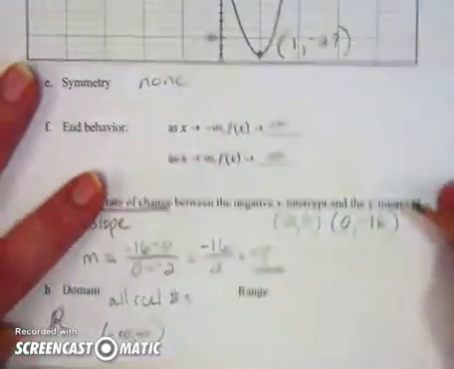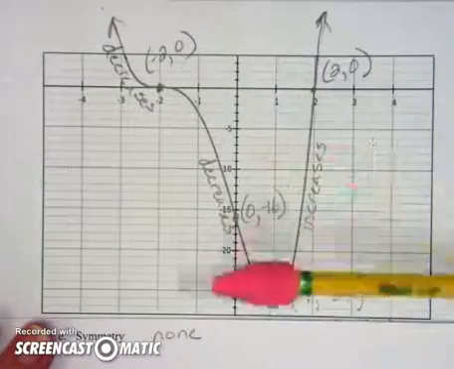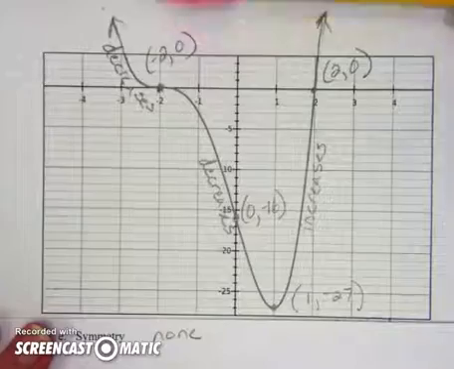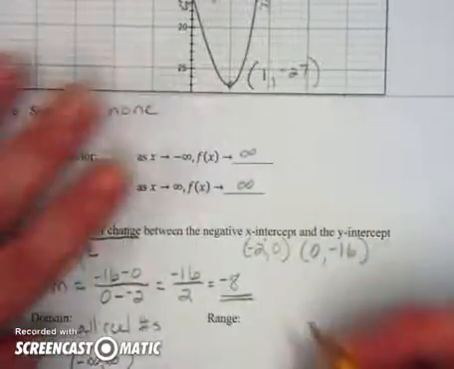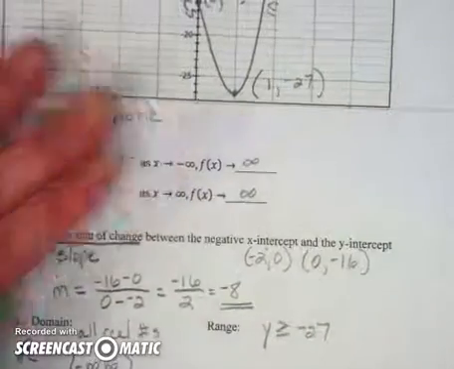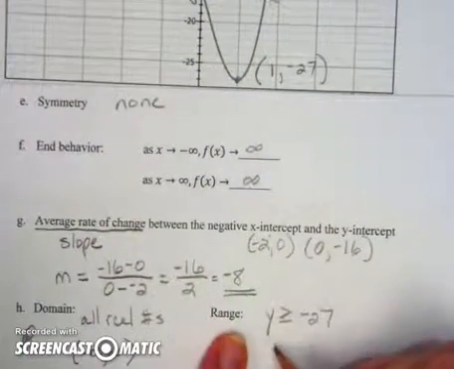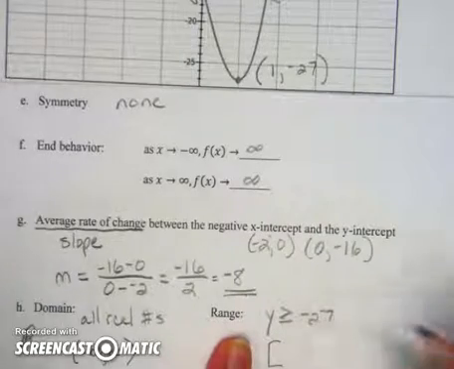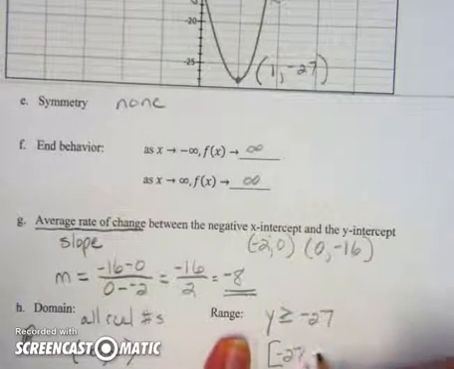The range, this graph only goes from -27 up. So y is greater than or equal to -27. And the fancy pants way of writing that is bracket -27 to infinity.